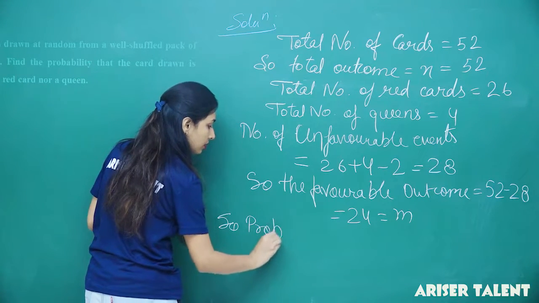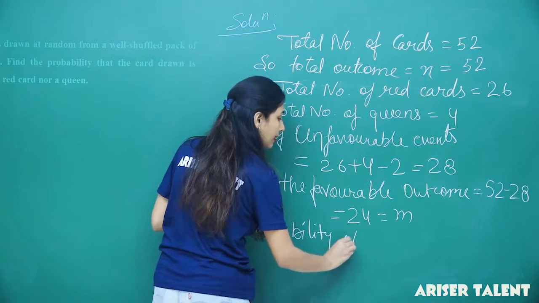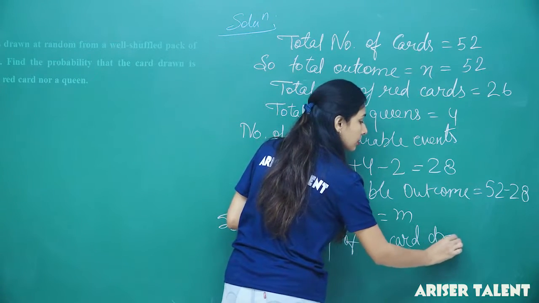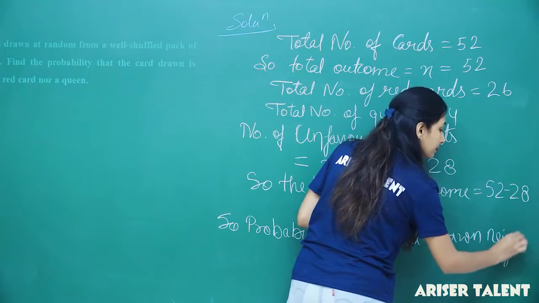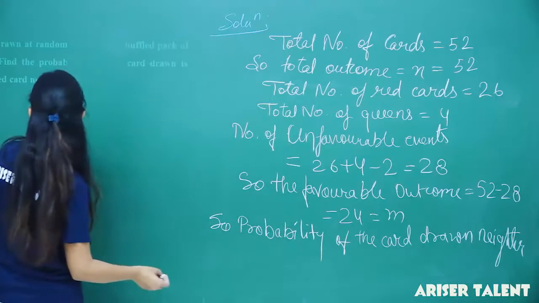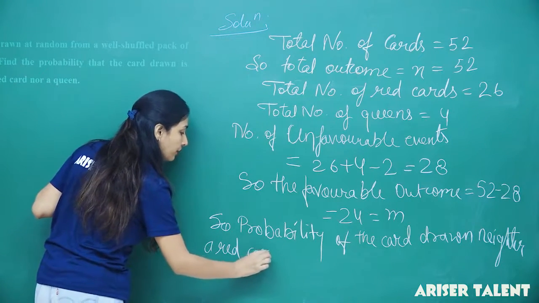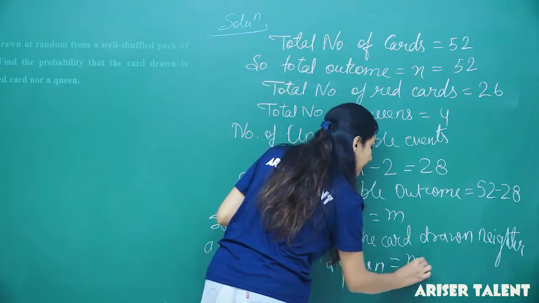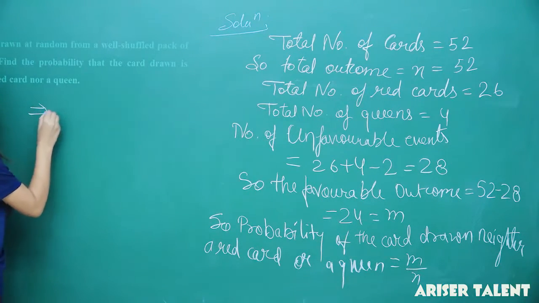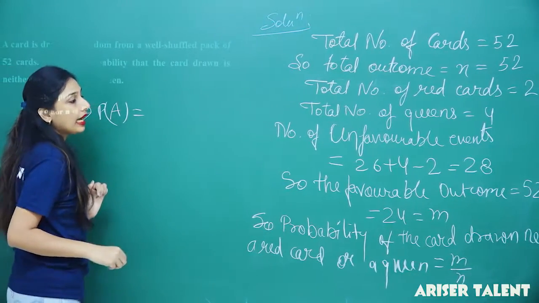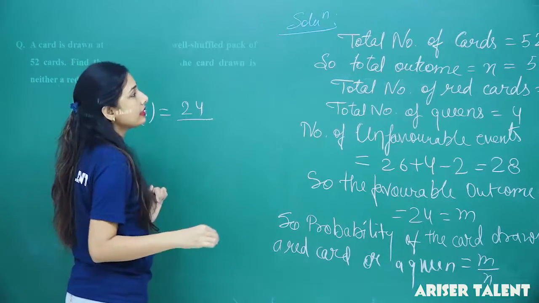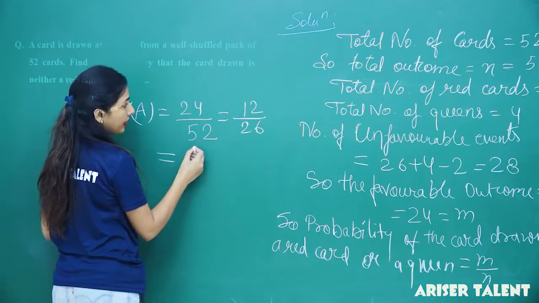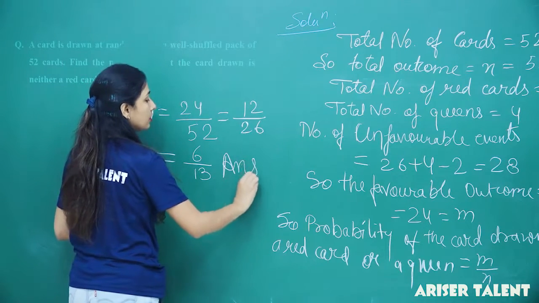So the probability of the card drawn being neither a red card nor a queen equals M by N, which implies that P(A) equals M is 24 and the value of N is 52, which gives 12 by 26, and then it becomes 6 by 13, and that will be your answer, students.